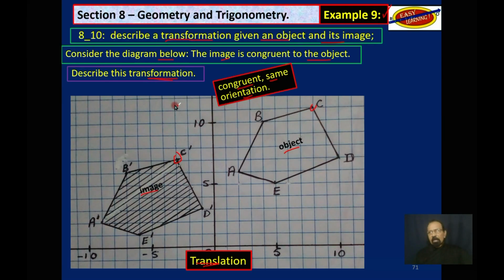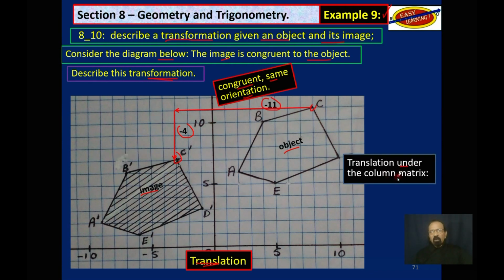Now I come across like that until I reach opposite C prime and then come down this way. So I come across here and then I come down this way. How much did I go this way? 11, but that's negative 11 because I'm moving in that other direction. And coming down here, that's 4, which is negative 4. Remember, that way on the y-axis is positive. So the translation under the column matrix is negative 11, negative 4. And we can stop there.